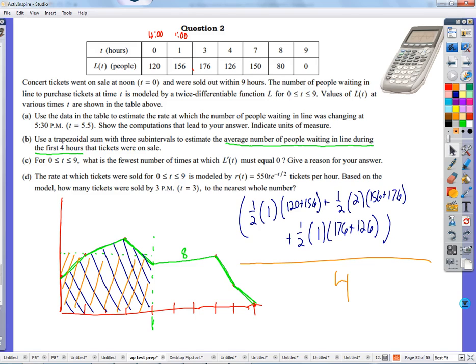Good job. Part C: for the times 0 to 9, so all the times that we have, what is the fewest number of times at which L prime of t must be equal to 0?